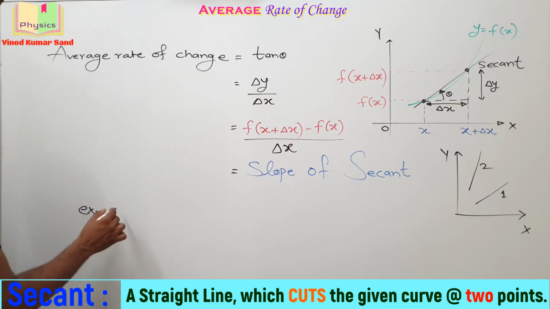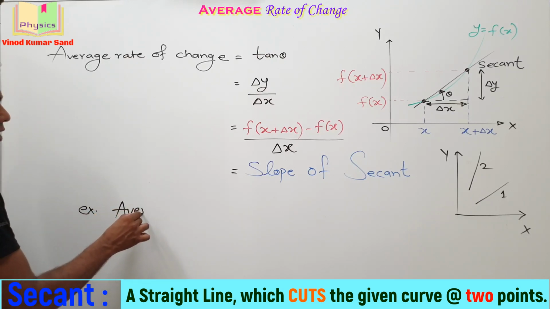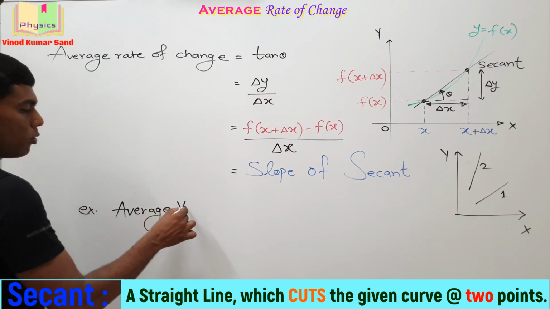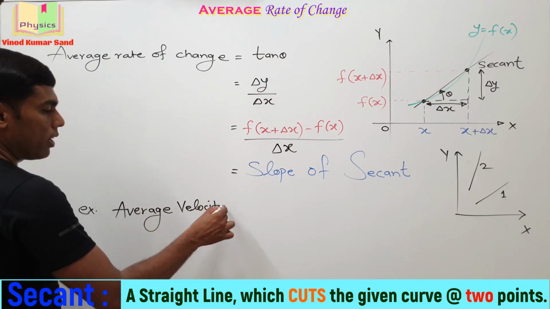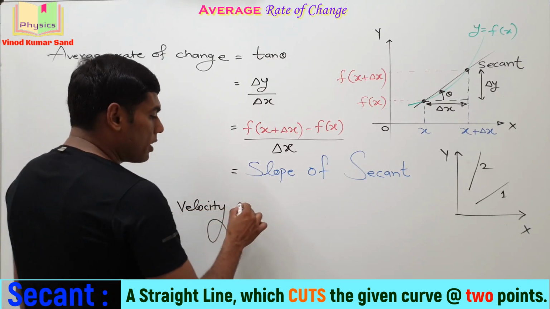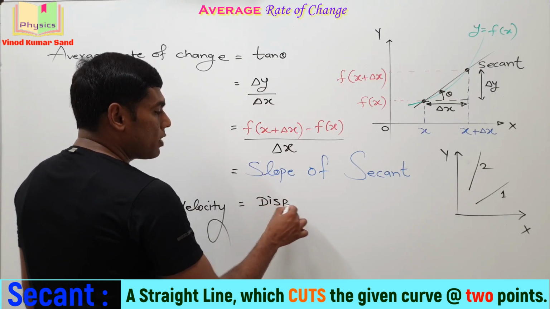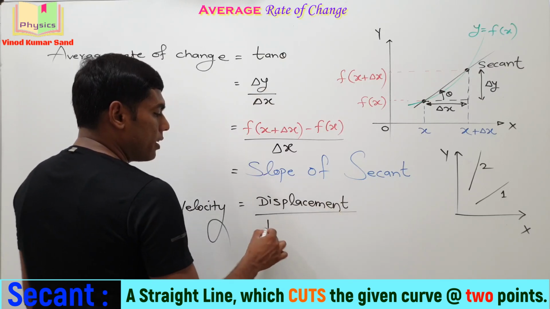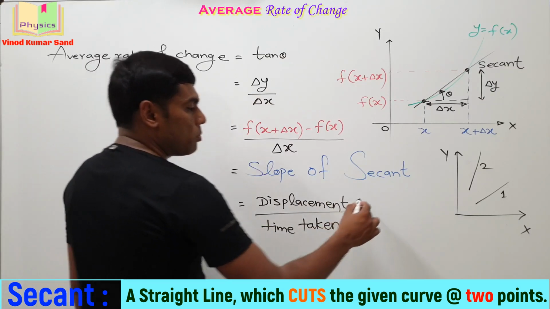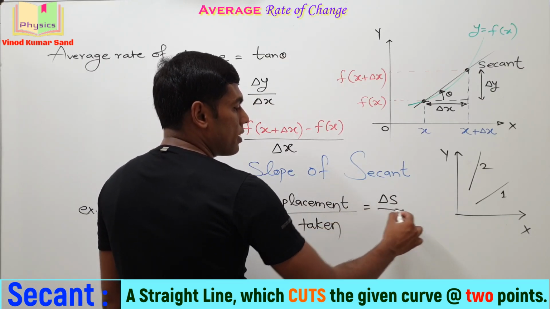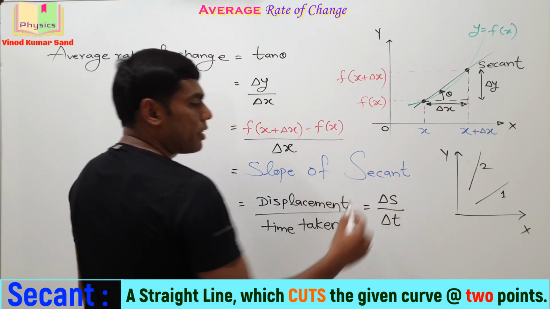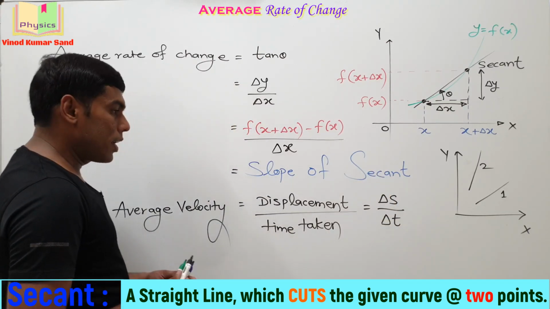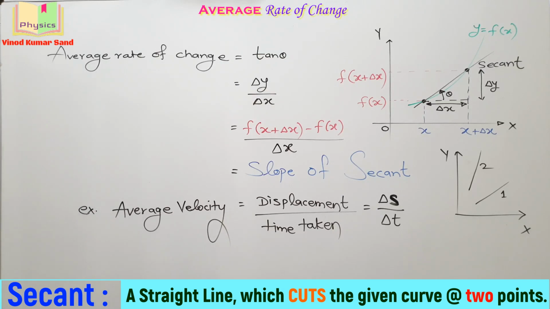Suppose someone asks you how much is the average velocity. I hope you might remember that formula. The average velocity is given as displacement divided by the time taken, and the displacement here we indicate as del s and time taken we indicate as del t. Okay. You can note it down up to here, and then we'll take the instantaneous rate of change.